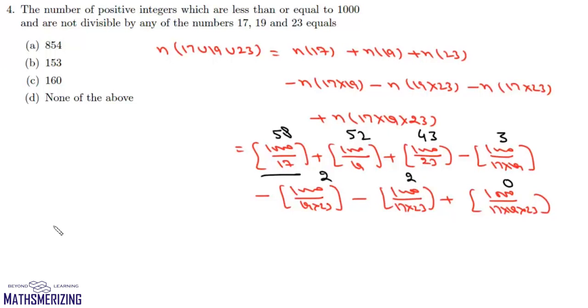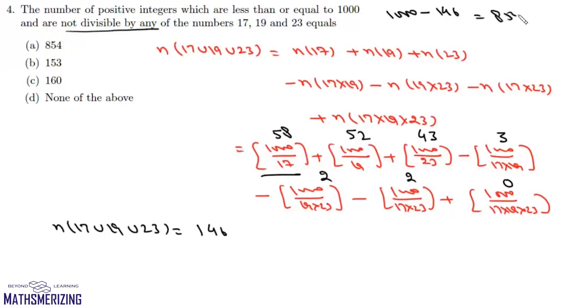So the number of numbers which are divisible by either 17 or 19 or 23 is 146. So the number of numbers which are not divisible by any of them will be simply 1000 minus 146, which is nothing but 854, and that's your option A.